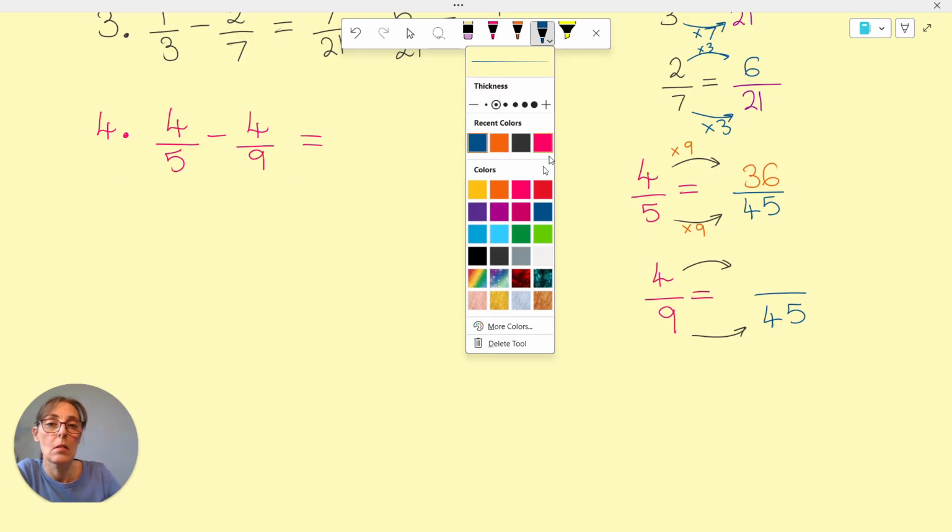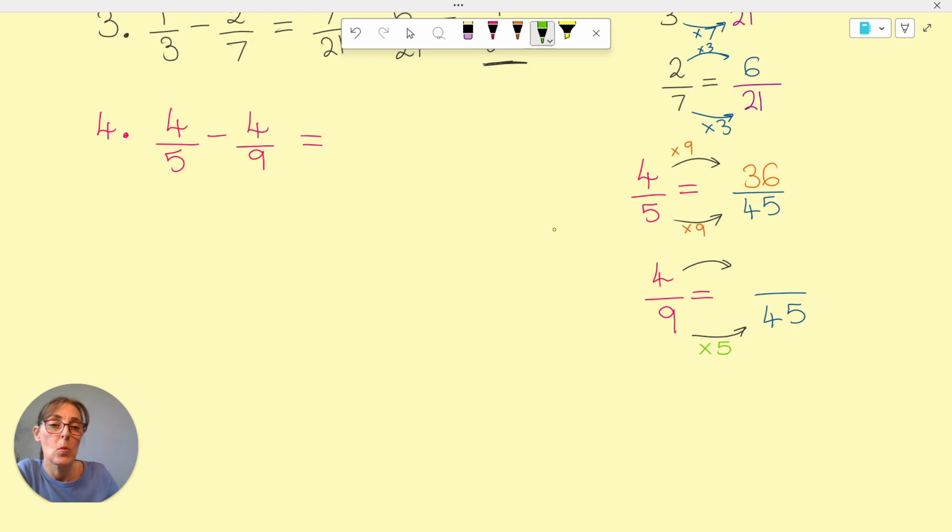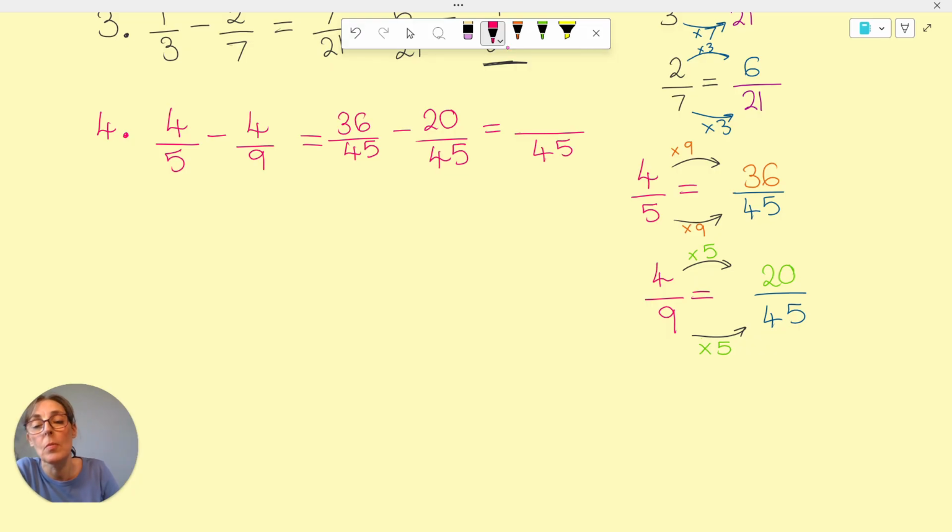Let's change the colour. So 9 multiplied by 5 is 45, and 4 multiplied by 5 is 20. Okay, so let's rewrite these. 4/5 is the same as saying 36 45ths. 4/9 is the same as saying 20 45ths. So 45ths take away 45ths, and 45ths is going to stay at the bottom because this is the number of 45ths we've got. We've got 36 45ths, take away 20 45ths is 16 45ths.